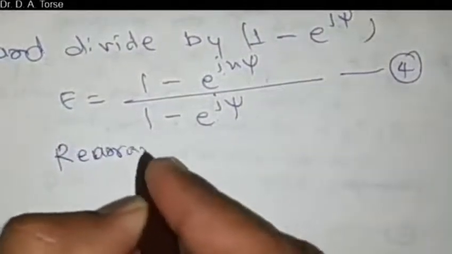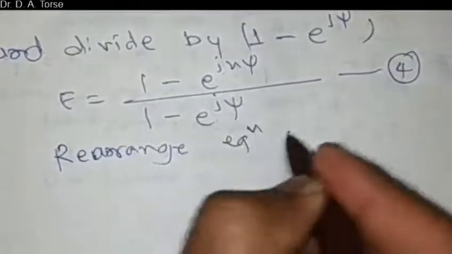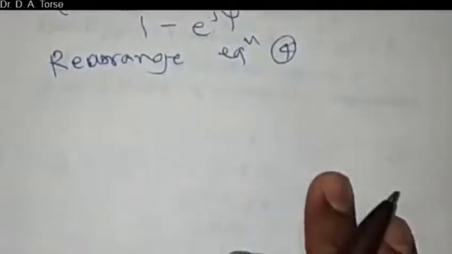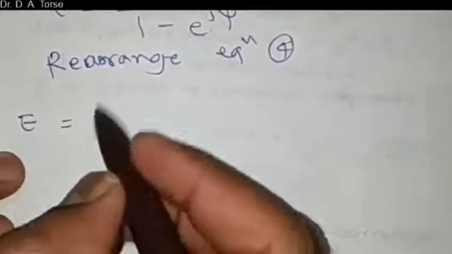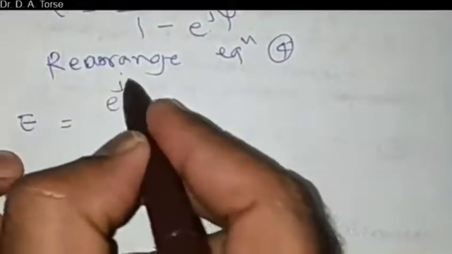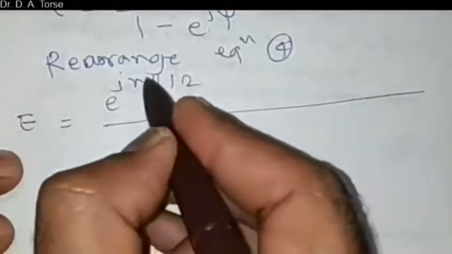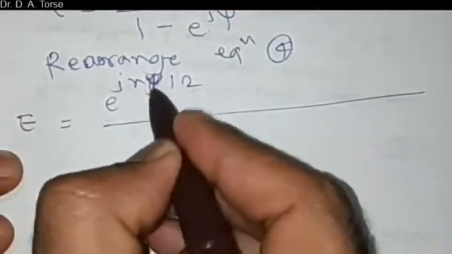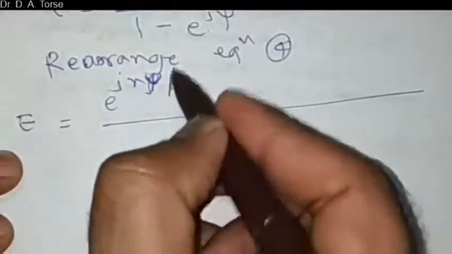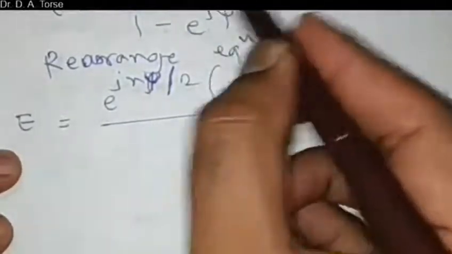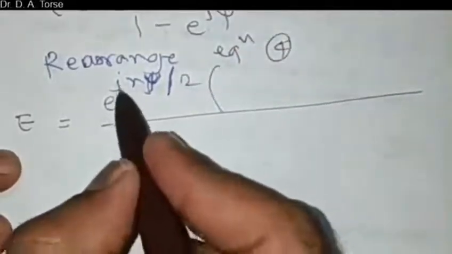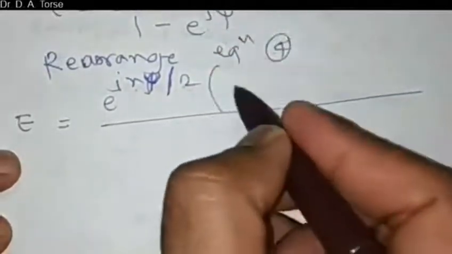Rearrange equation 4 in order to get the proper trigonometric form. So E is equal to e to the power j n psi by 2, which we have taken common from the numerator. In the bracket, since we write this term first, if you take e to the power j n psi by 2 common from this term, what will remain?